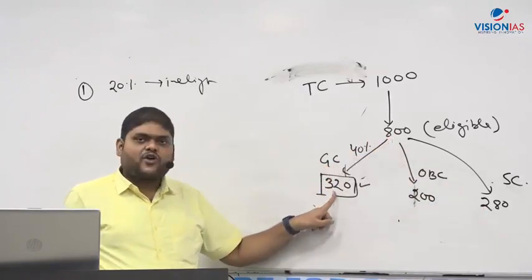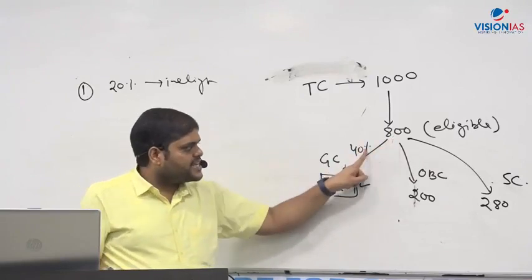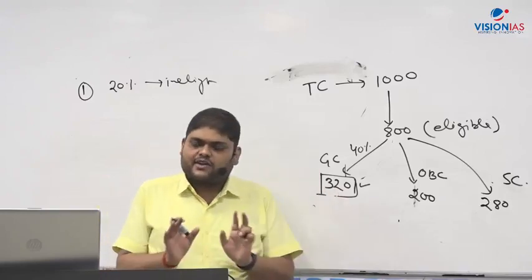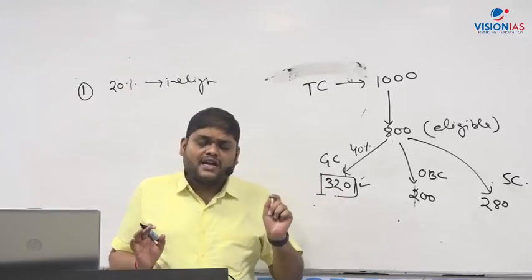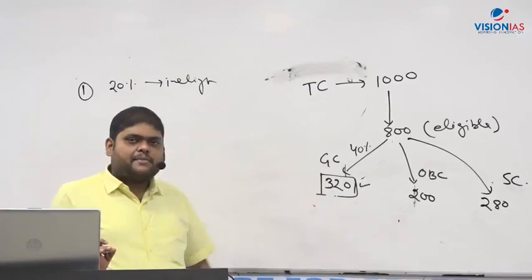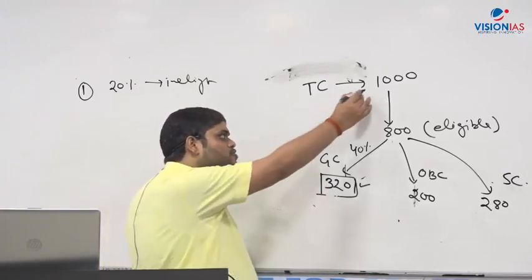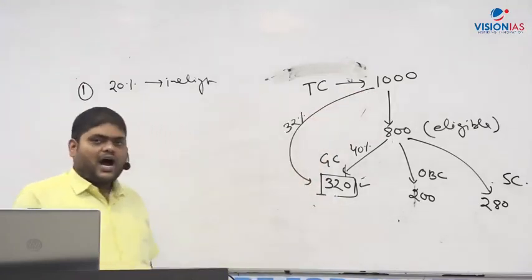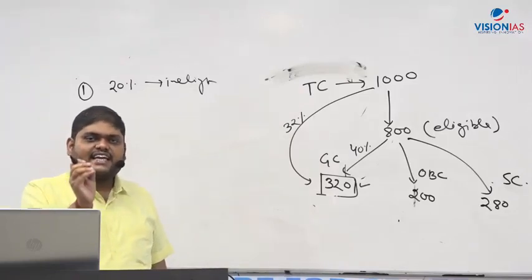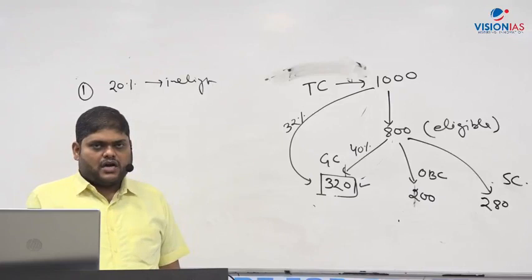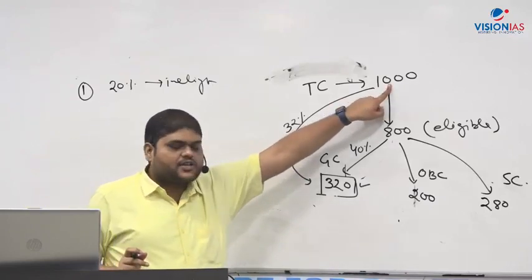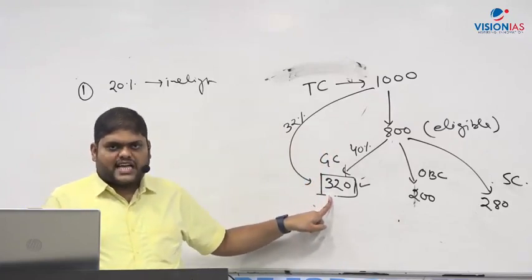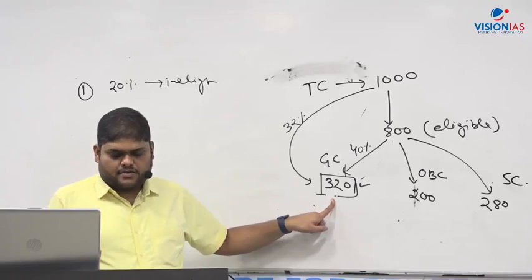This is 320. From where is 320 coming? It is 40% of this value. I hope nobody has doubt here. Now think about, can I say the same statement like this? Out of total, the general category is 32%. And if you calculate 32% of this data, that will also come as 320, or not? That will also come as 320.